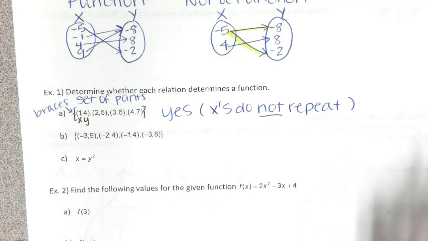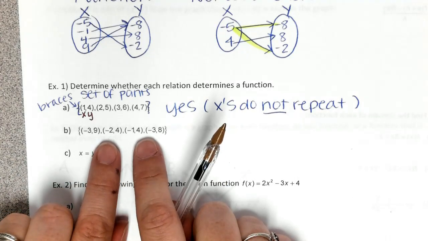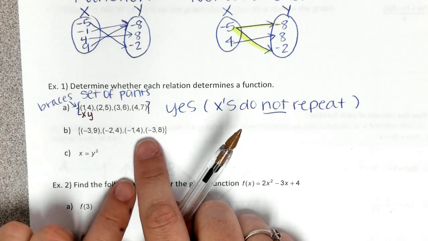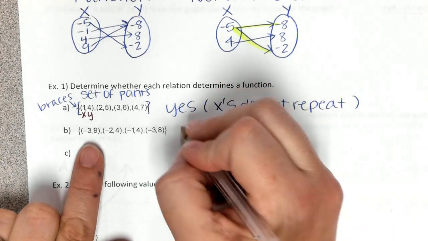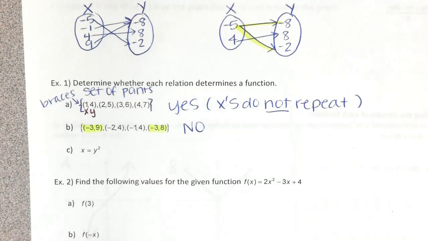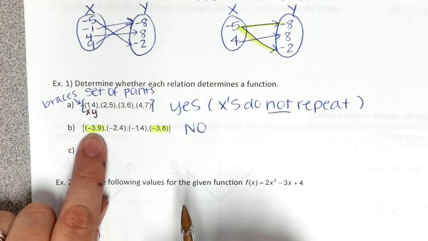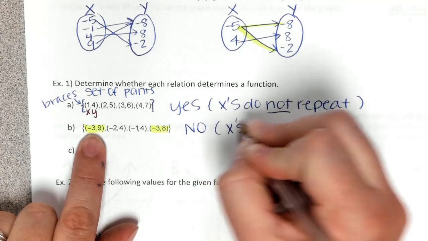It's okay. All right, number B. Is this a function? Yes or no? Raise your hand. Correct. All right, this is the reason that this is not a function, because negative 3 can't map to both 8 and 9. Let's write x's repeat.